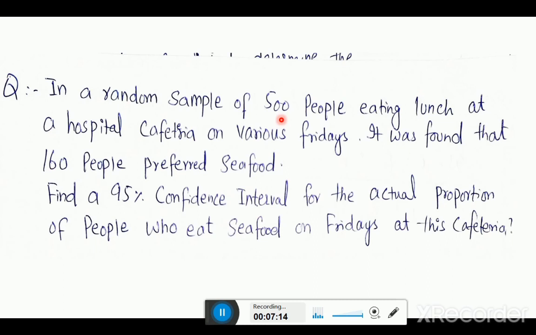The sample was 500 people. Those 500 people, that is our small n. Out of 500 people, how many people prefer seafood? That is 160. Those 160 people are known as x. Hope a bit of the idea will be clear.